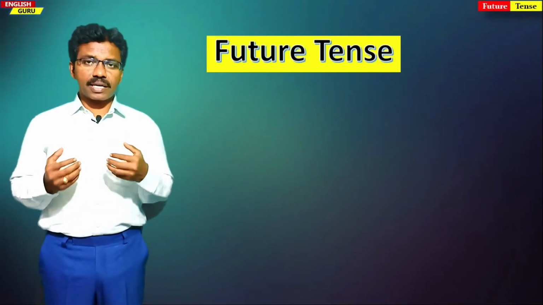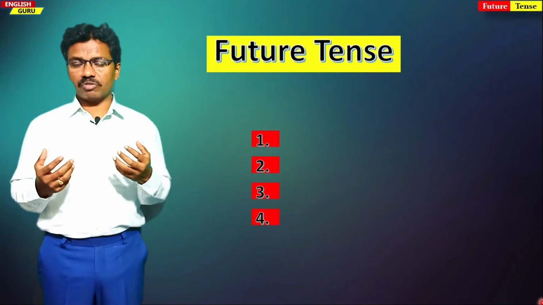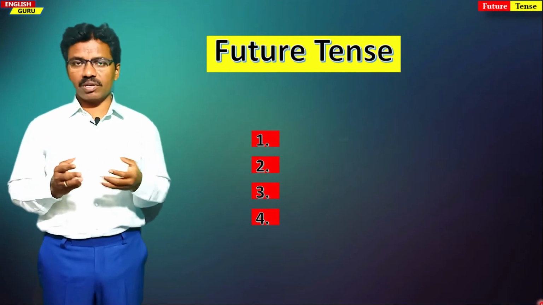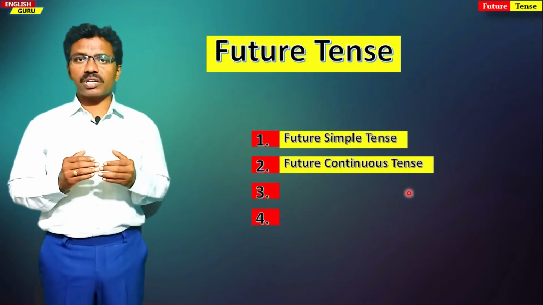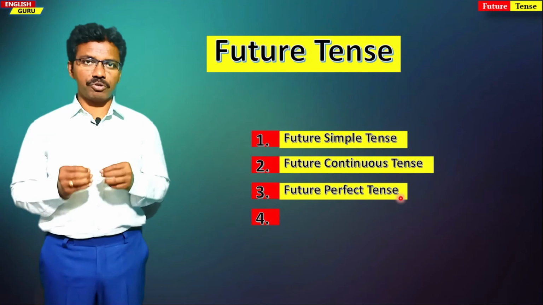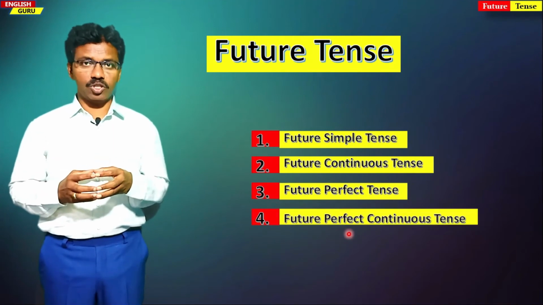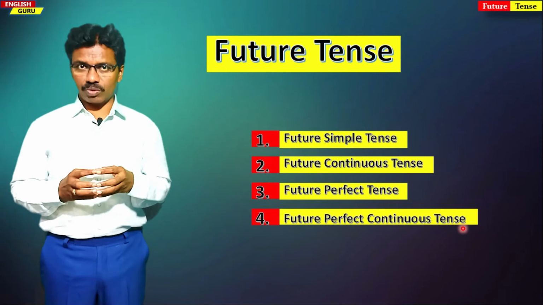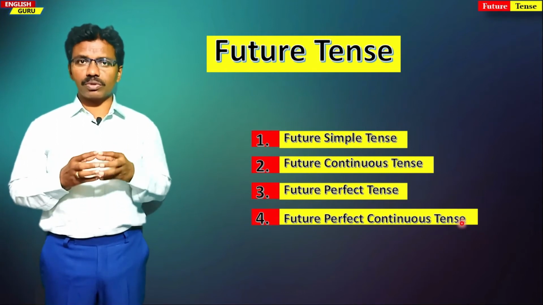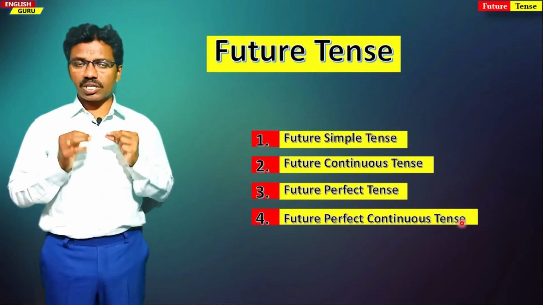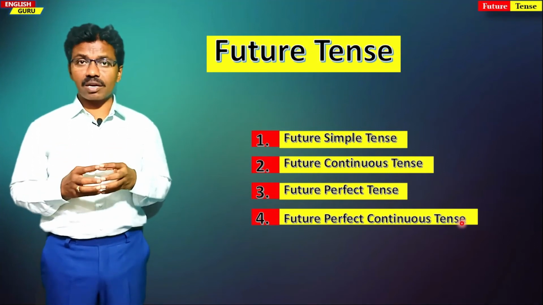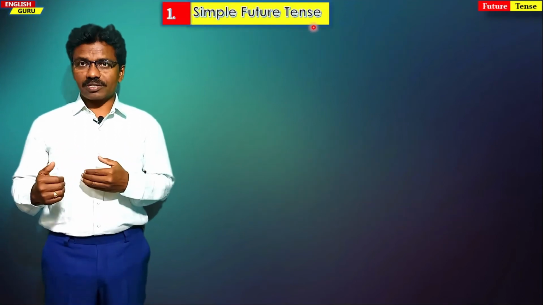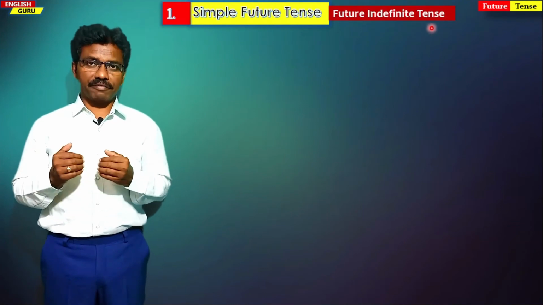Welcome back. Future tense has four aspects, which means it is divided into four categories. The first one is future simple tense. The second one is future continuous tense. Third one is future perfect tense. And the fourth one is future perfect continuous tense. Now let us try to know more about each tense, when and how these particular tenses are used in context. The first one is simple future tense, that is also called future indefinite tense.